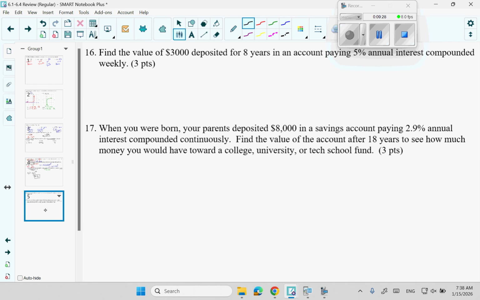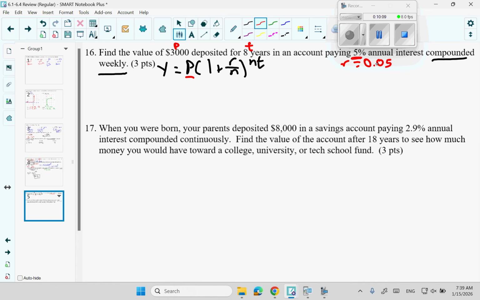Okay. Find the value of $3,000 deposited 8 years in an account paying 5% annual interest compounded weekly. Whenever you see a compounded thing, you have to use a slightly more complicated formula. In this case, it says compounded weekly. So I have to use the formula y equals p(1 plus r over n) to the power of nt. Now, p is still my start, this number in front. So this is going to be my 3,000. t is still years. And r is still the interest rate. So r is going to be 0.05 because you have to move the decimal place two places.